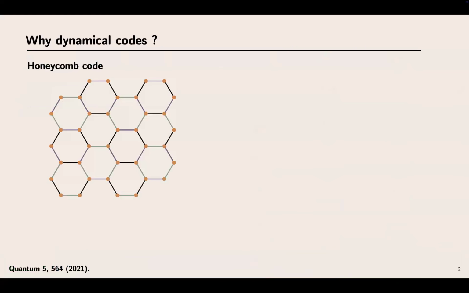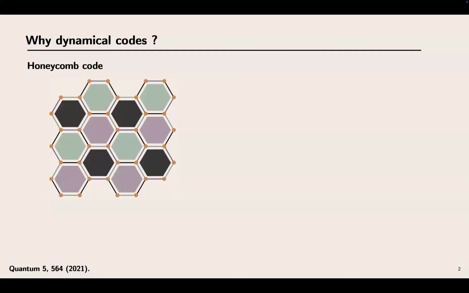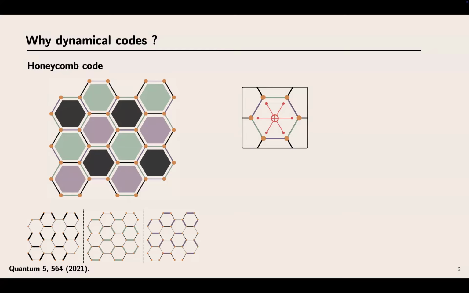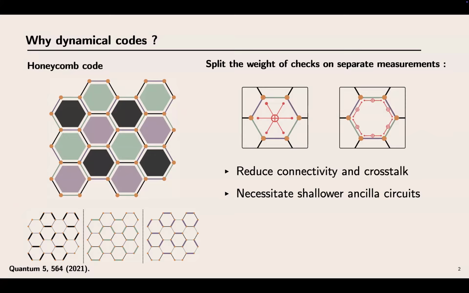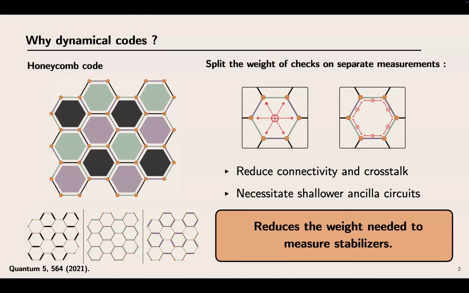So maybe just an example of a dynamical code, which is the honeycomb code. It looks really much like a surface code where we want to measure the plaquettes. And the most straightforward way to do that is just actually adding an ancilla and then trying to connect everything there and measure. Another thing that we can try to do is actually separate these measurements into three sequences of measurement. And so we kind of reduce the amount of connectivity that we need. And then the circuit that we need to measure those actually reduce, so we get shallower circuits. All right. So we kind of get the reduced weights of the stabilizer that we need to measure along the way.